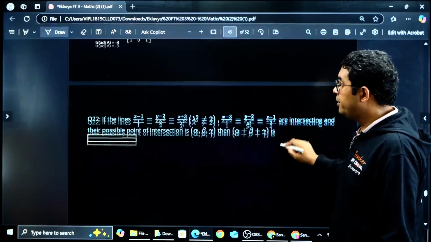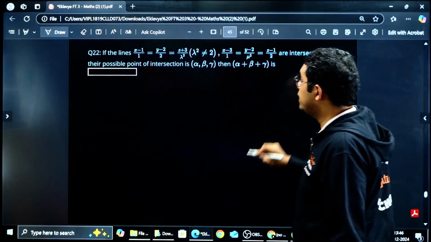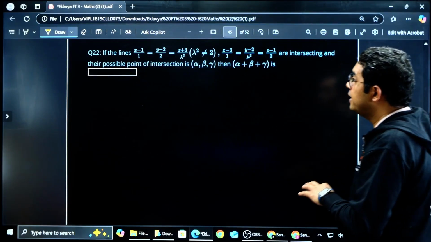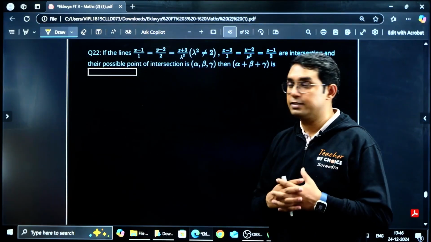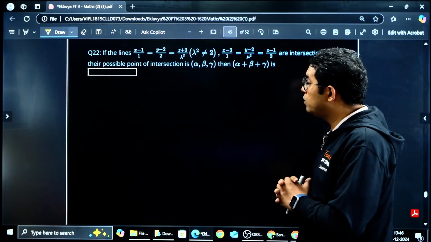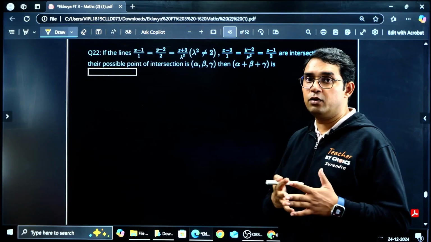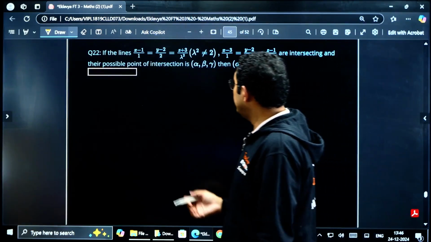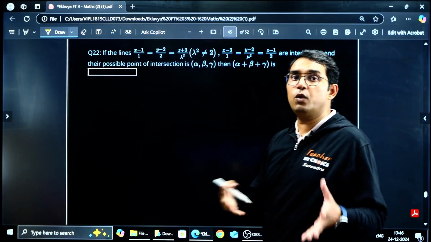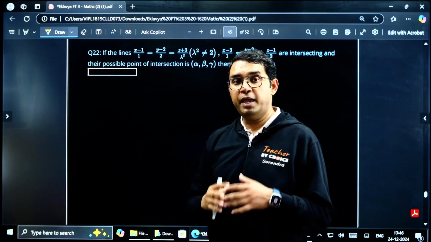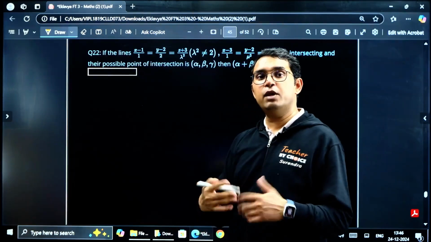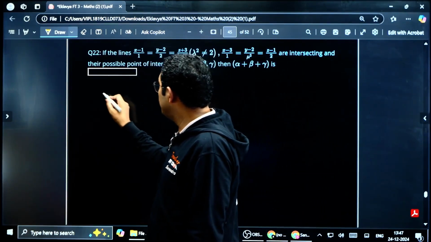Coming to question number 22, here we are given that if lines this and this are intersecting, their possible point of intersection is asked. Now these two lines, where lambda square is not equal to 2, are intersecting. To know whether they are intersecting or not, there can be two methods. One is that you take some point here and then equate them, or we use the shortest distance formula and make that equal to 0. Okay, I think I'll go with that.